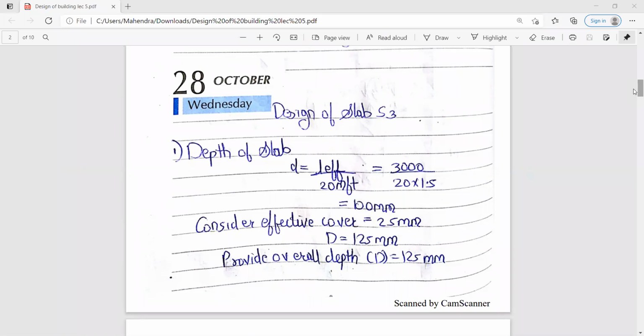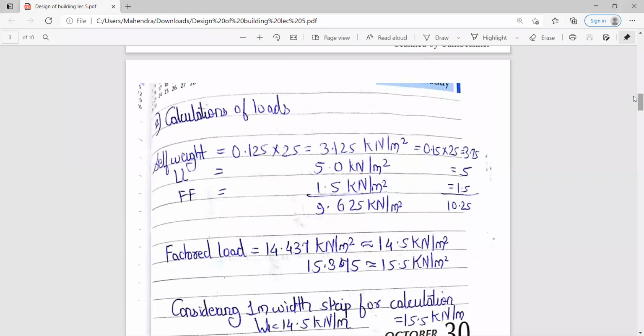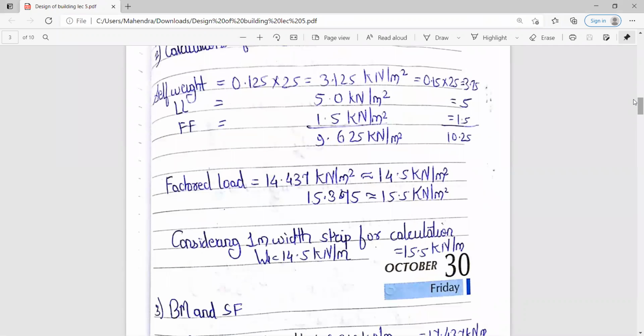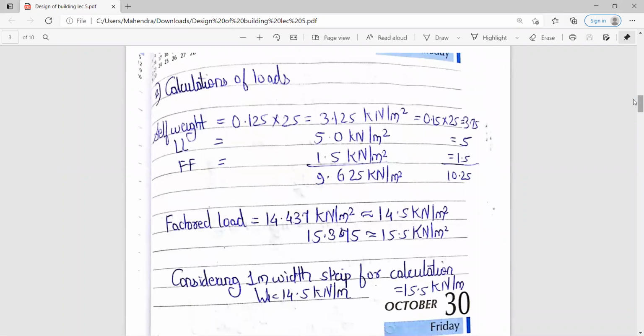Then after calculation of depth, what you have to calculate? Yes, what is your second step? That is calculation of loads. After depth calculation, you need to calculate the load. So for calculation of loading, first of all, you need to calculate the self weight. To calculate the self weight, what is the formula? That is depth into density.